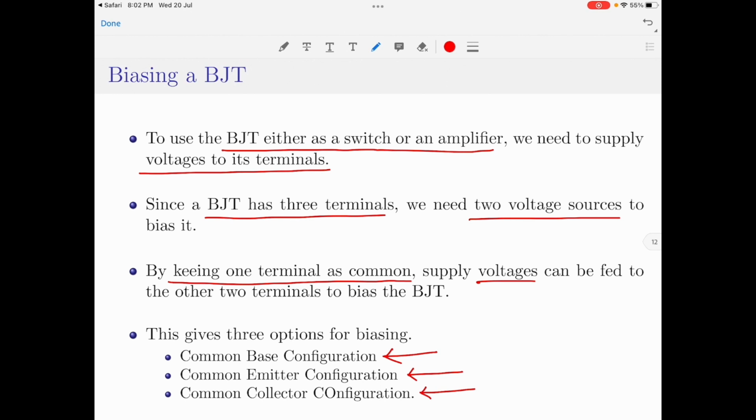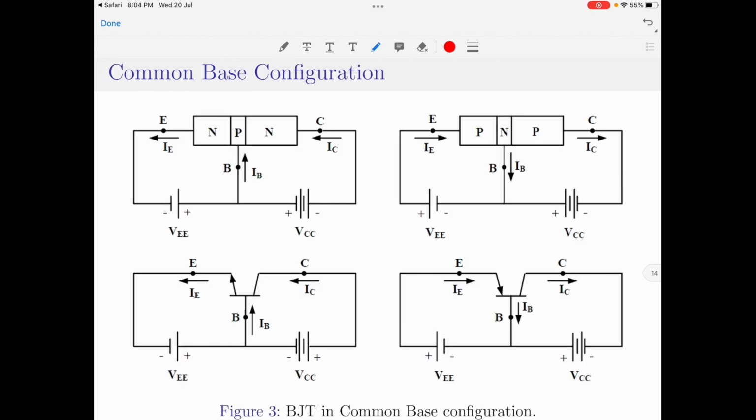It should be noted that the behavior of the device under these three configurations is completely different. In fact, the three configurations shown here have completely different characteristics, and I'll discuss each one of them in complete detail in the next videos. Let us now very briefly discuss the three configuration techniques for a BJT. I'm going to start the discussion with the common base configuration first. To explain the configuration, I have shown the source voltage connections to the three terminals of the BJT for both NPN as well as PNP.